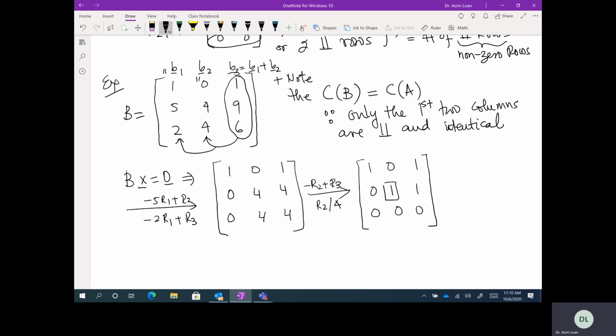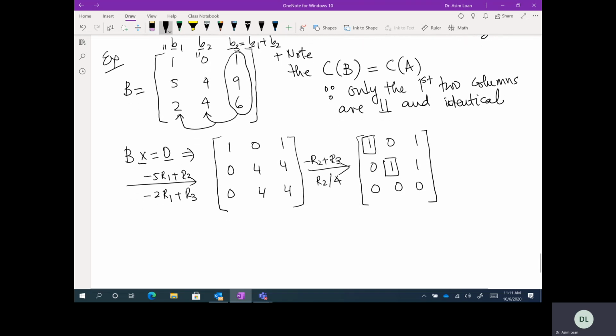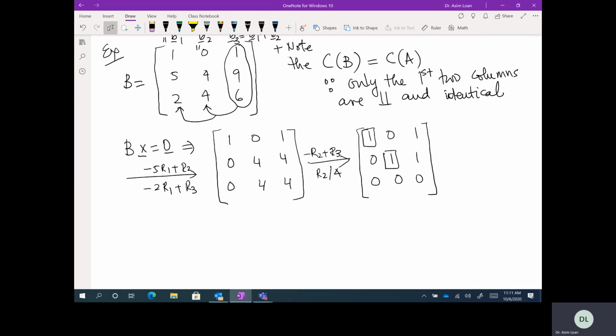So I have a pivot here, I have a pivot here. So if my x vector, and there is a rule for how to write this vector, but you need to wait until the next lecture and then we'll do that.